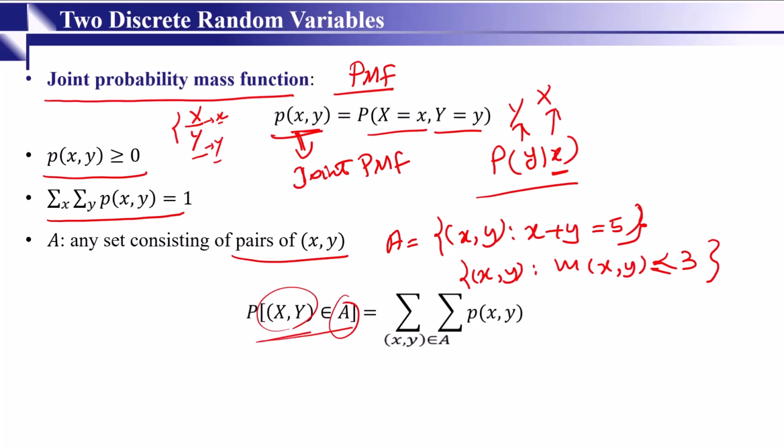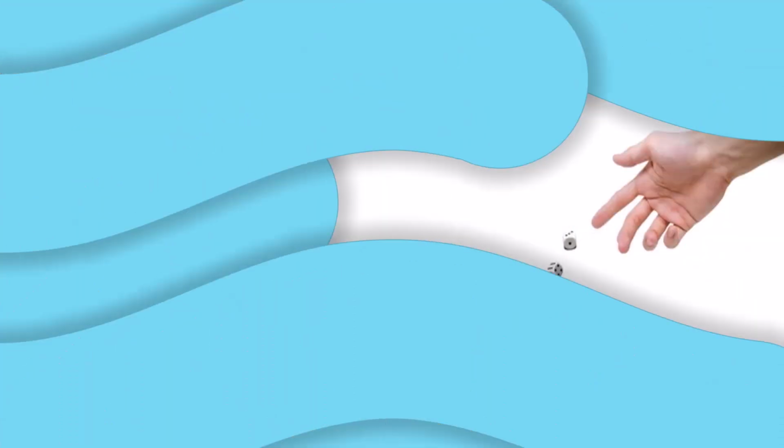So we can write in this way, the sum over x and y in A of p(x, y). This function applies to any set of x and y pairs in their sample space. Think of it as a table where each cell represents the probability of a specific outcome. This framework helps us understand how two variables behave together. Let's see an example next.